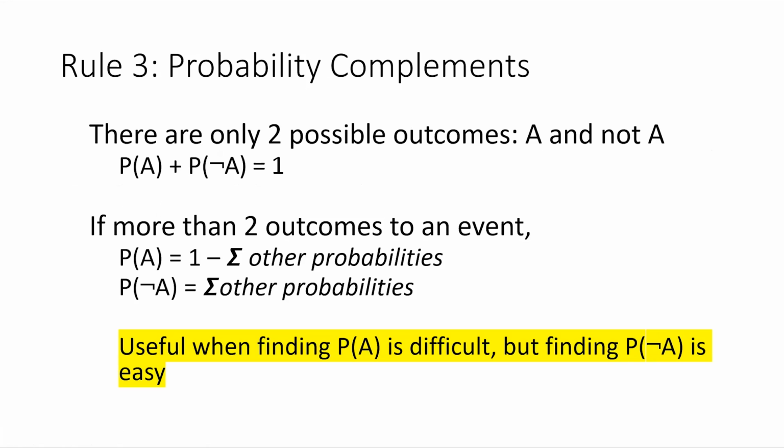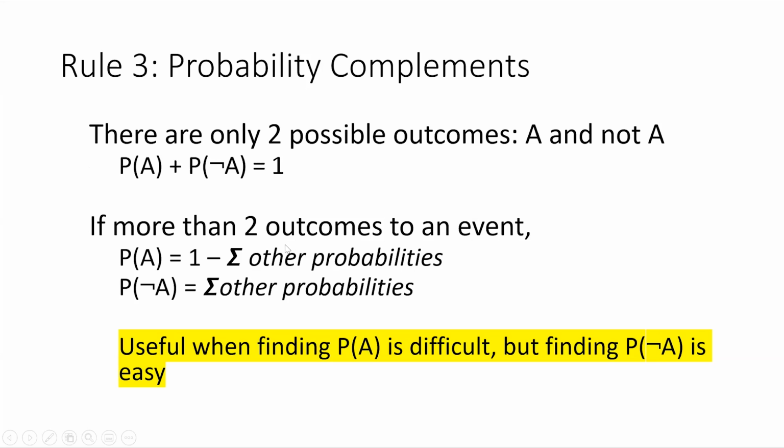Rule 3 is probability complements. And we already kind of went over this one when we did the simple probability, in the example of what's the probability of not getting an ace. It's just 1 minus the probability of getting an ace. So there are only 2 possible outcomes, really, A and not A. And we find that the probability of A plus the probability of not A equals 1. Right? Something happens or it doesn't. Those are the only 2 options.